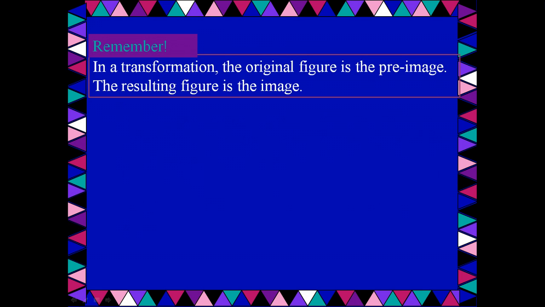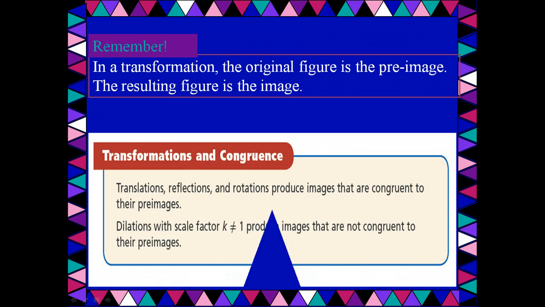In a transformation, the original figure is the pre-image, the resulting figure is the image. Translations, reflections, and rotations produce images that are congruent to their pre-images. These are isometries, or rigid transformations. Dilations with a scale factor where k is not equal to 1 produce images that are not congruent. They're either larger or smaller.